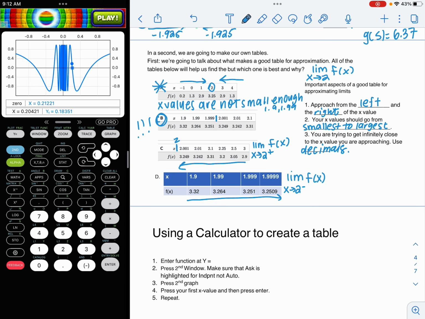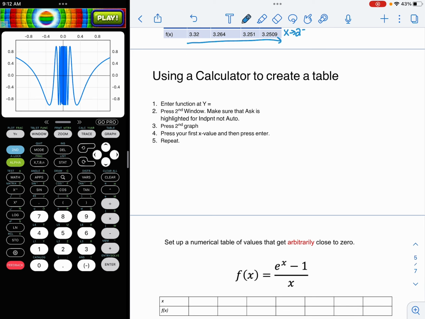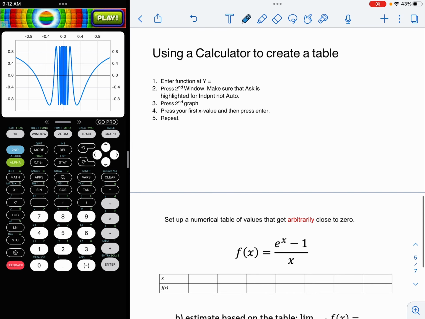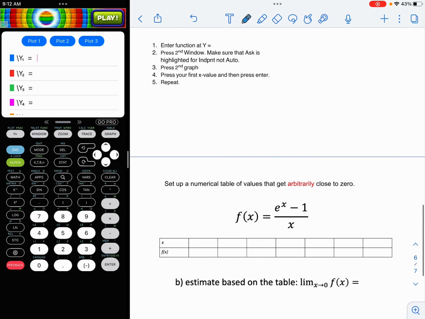Now, on to the table. So we're going to create our own tables, and we could do this using skills that we already have, but the calculator really allows us to do this quicker. And so here are the steps to creating a table, and I'll go over them in a second. But whatever function you're using, you're going to put that in for y equals, just like we did when we were graphing. So I'm going to start with that one, and I'll kind of walk you through these.